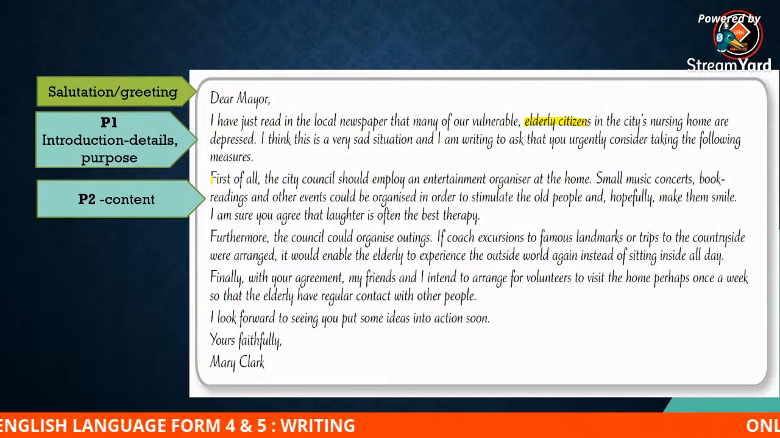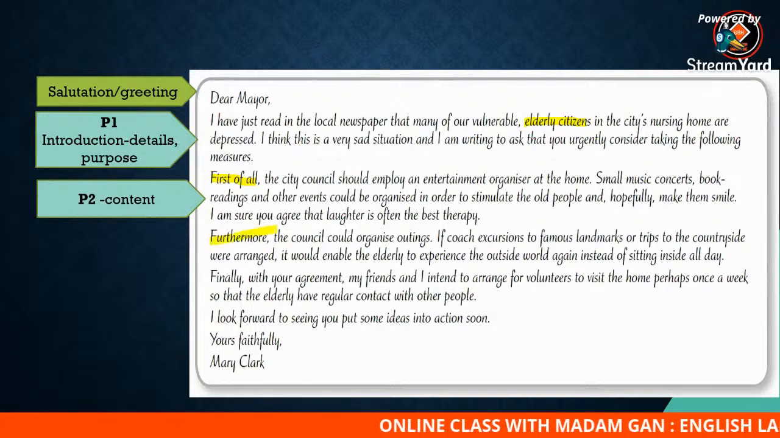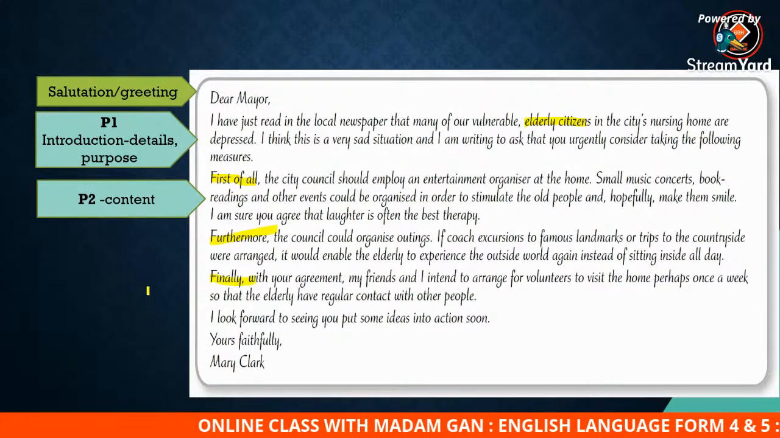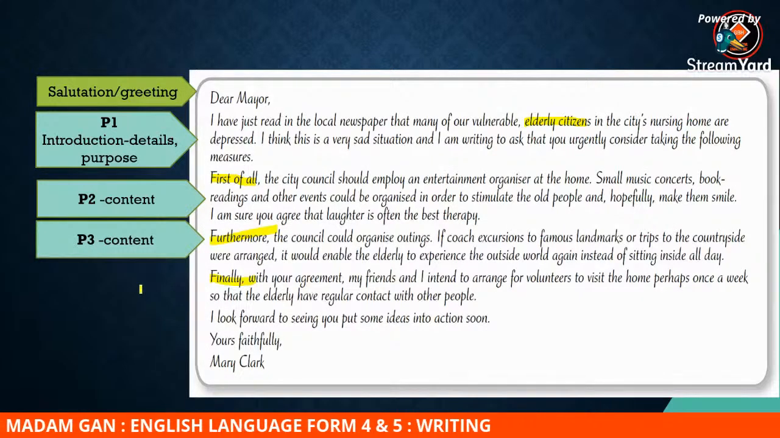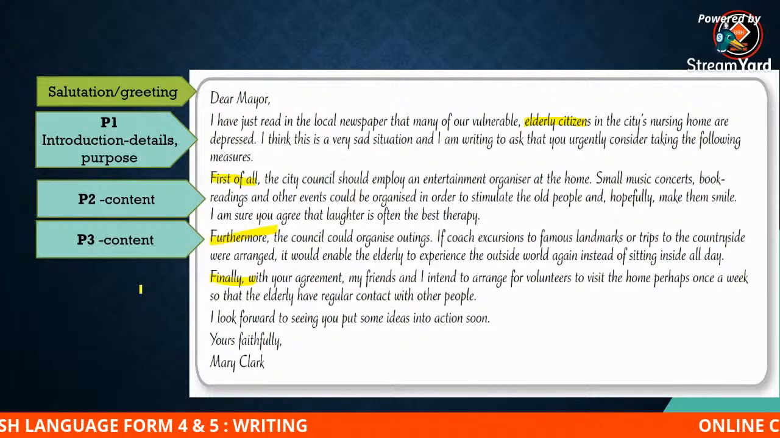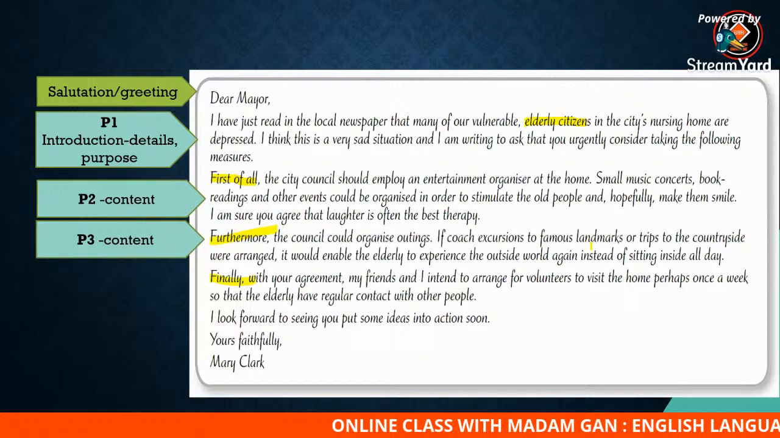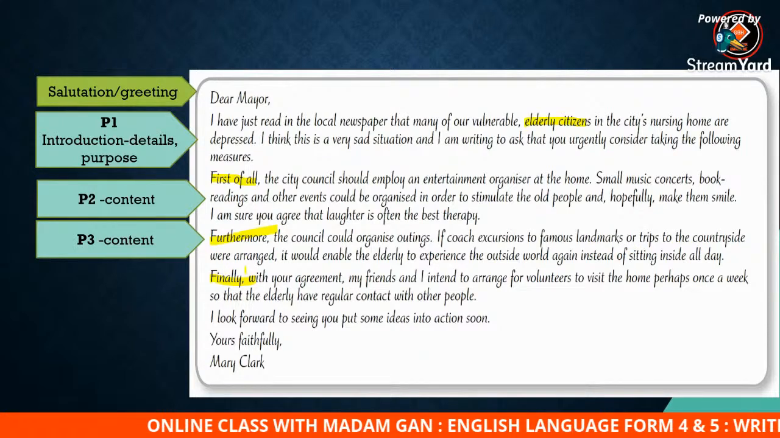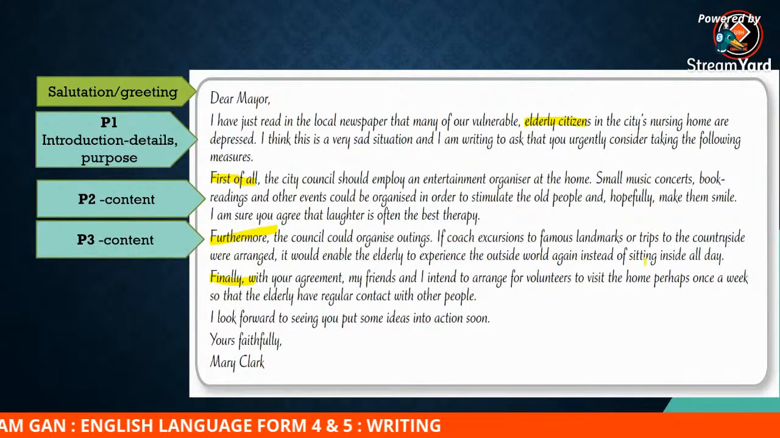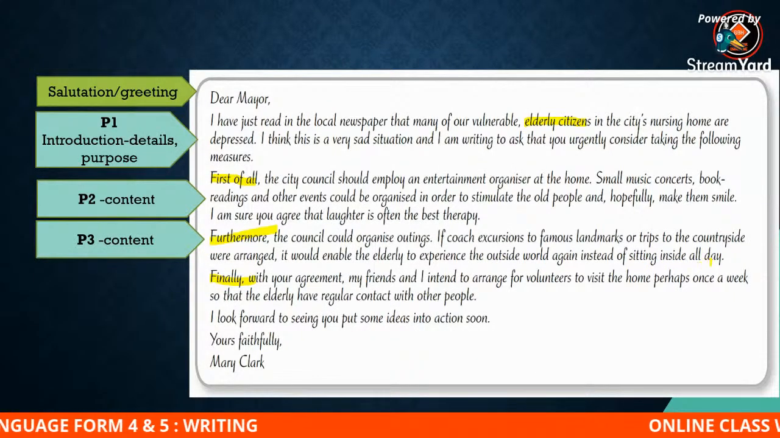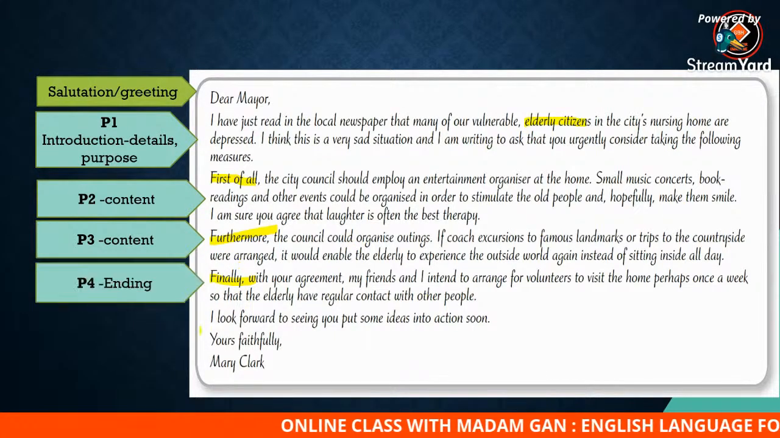And then remember, you have to use linkers, connectors like first of all, and then furthermore, finally. Okay, remember all these linking words. Next. Furthermore, the council should organize outings. Outings will be trips where you go to visit places. If coach excursions to famous landmarks or trips to the countryside were arranged, it would enable the elderly to experience the outside world again instead of sitting inside all day. Okay, so another suggestion. And paragraph 4, the ending.